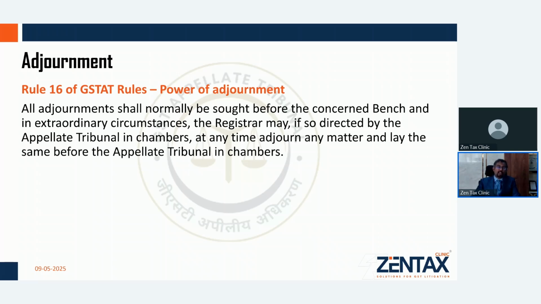All adjournments shall normally be sought before the concerned bench. So you need to appear before the bench and ask for an adjournment, or at least give a letter in writing. And in extraordinary circumstances, the registrar may, if so directed by the Appellate Tribunal, in the chambers of the bench members, at any time adjourn any matter and lay the same before the Appellate Tribunal in the chambers itself. Chambers are the chambers of the bench members, and in the chambers itself, you may request an adjournment.